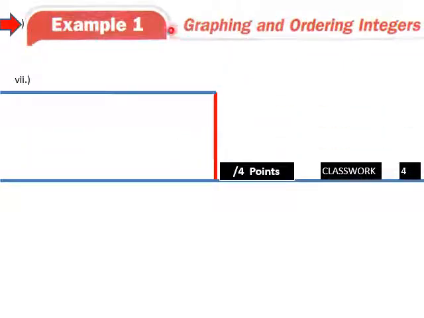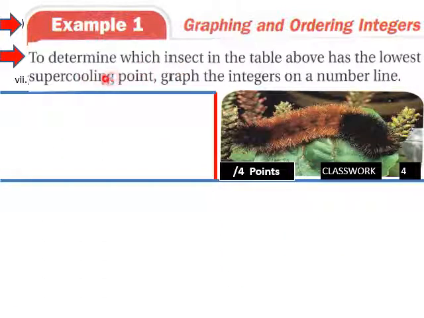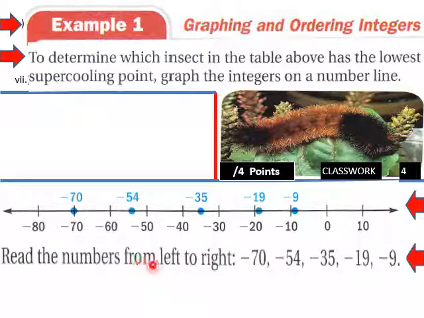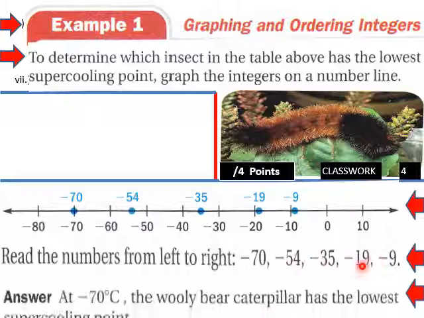Let's go into our first example here. Graphing and ordering integers. To determine which insect in the table above has the lowest supercooling point, graph the integers on a number line. So here's our number line, and then here's our graph of the supercooling points of the previous table: negative 70, negative 54, negative 35, negative 19, negative 9. Here's 0. Here's your origin. So we're way over here with our negatives. This will be the positive side of the number line. So read the numbers from left to right: negative 70, negative 54, negative 35, negative 19, negative 9.